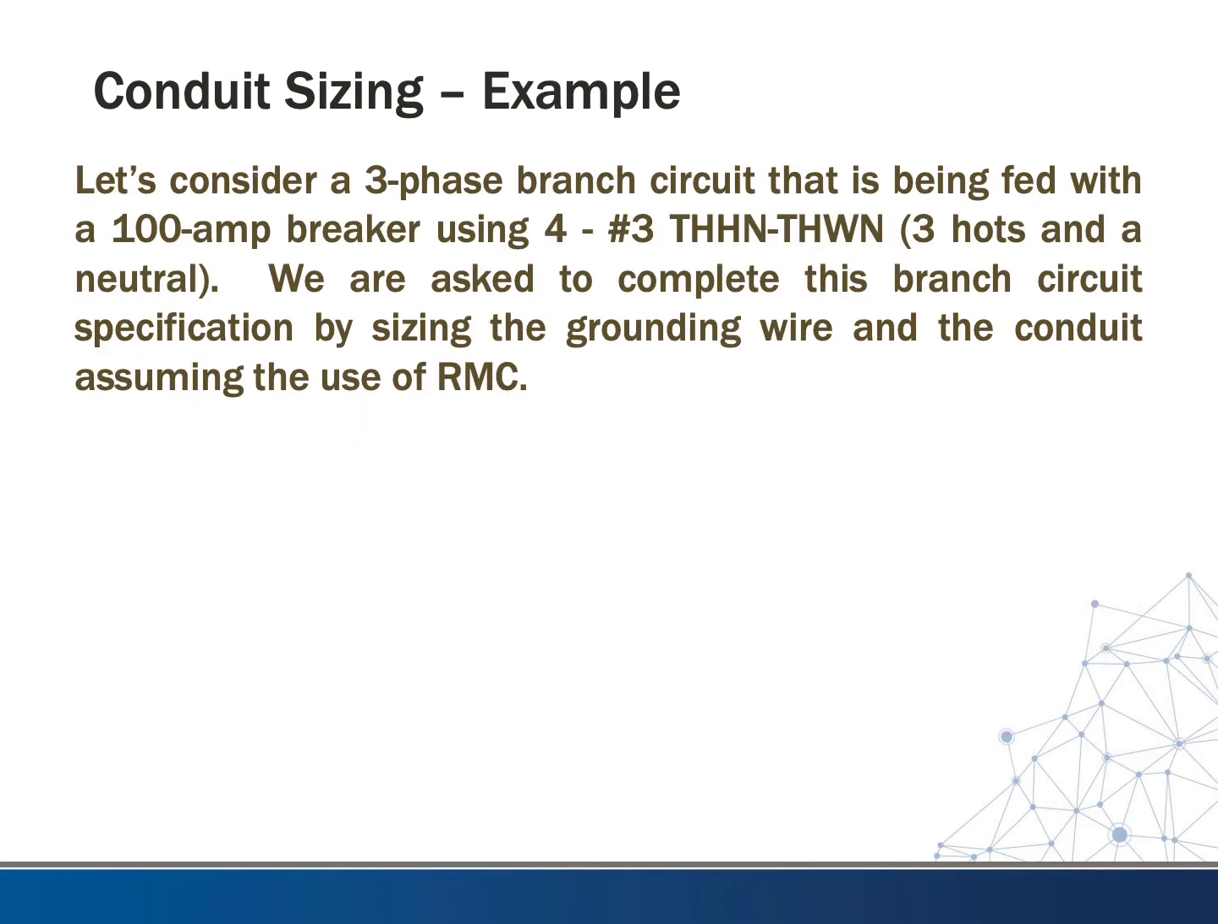So let's look at an example. We want to consider a 3-phase branch circuit that is being fed with a 100-amp breaker using 4 number 3. We're going to use the dual rated THHN, THWN. So that means there's 3 hots and 1 neutral. That's why there's 4 of them. And we're asked to complete this branch circuit specification by sizing the grounding wire and the conduit, assuming we're using rigid metallic conduit.